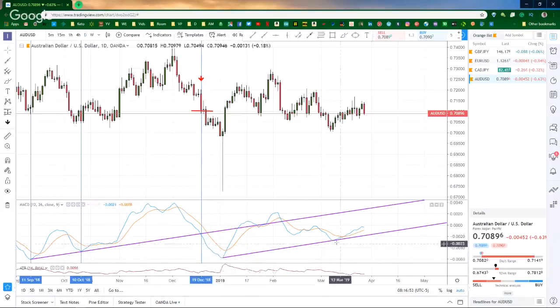Here is a situation that's setting up on AUD/USD. This is a trend line that hasn't been broken yet. So I'm going to keep an eye on this, and I will share in a video if I see this thing approaching, because that's going to be a really nice one.